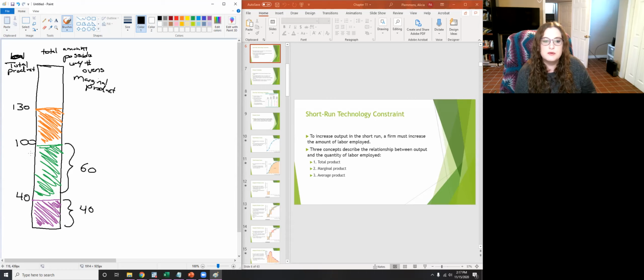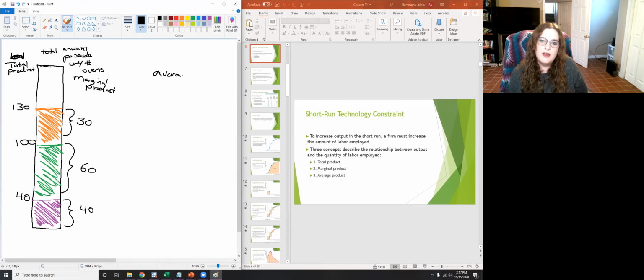But with 2 workers, we made 100. With 3 workers, we made 130. So the extra amount of cookies that I make adding in that third worker is 30, right? So these levels, when we add up all of the cookies, are our total products. When we think about how much the number of cookies increased when we added one more person, that is our marginal product.